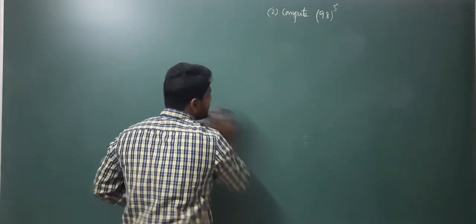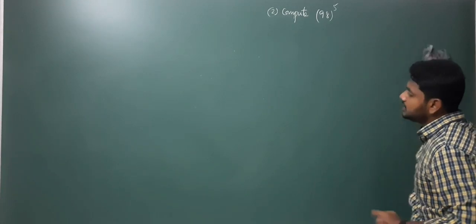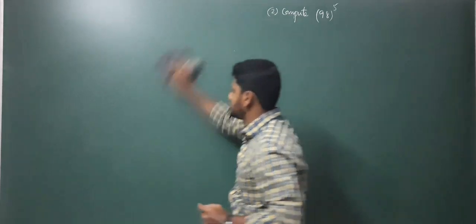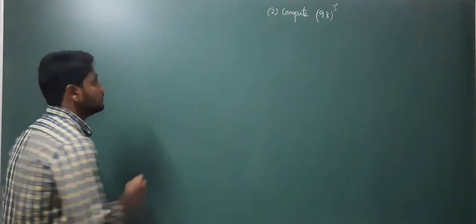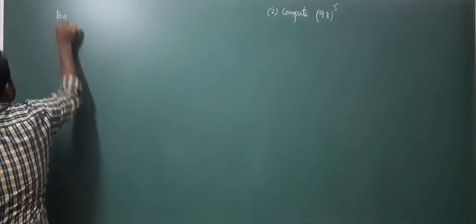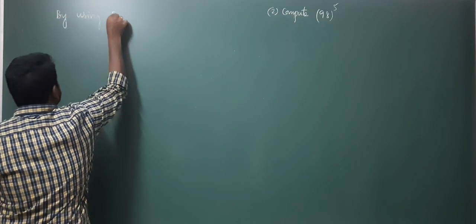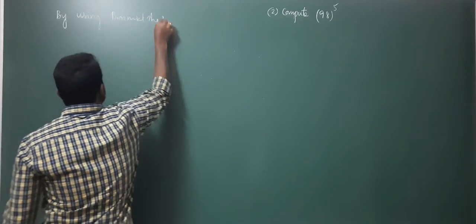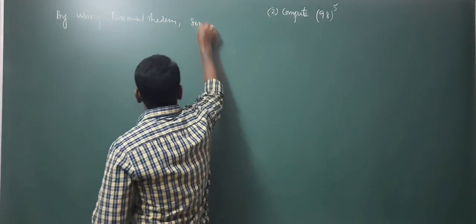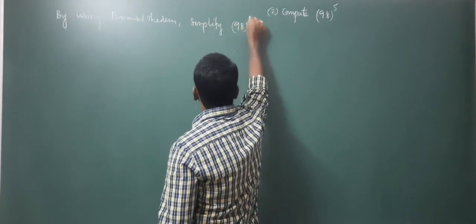See, they given a question like compute 98 power 5. Nothing but by using binomial expansion. By using binomial expansion, we need to simplify that value. So in the question they will mention compulsorily to use the binomial theorem or binomial expansion. Simplify or find the value of 98 power 5.